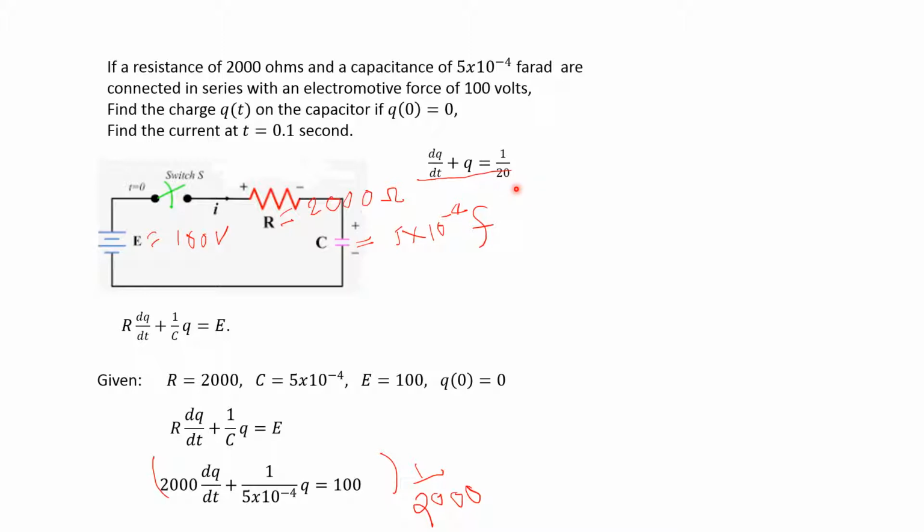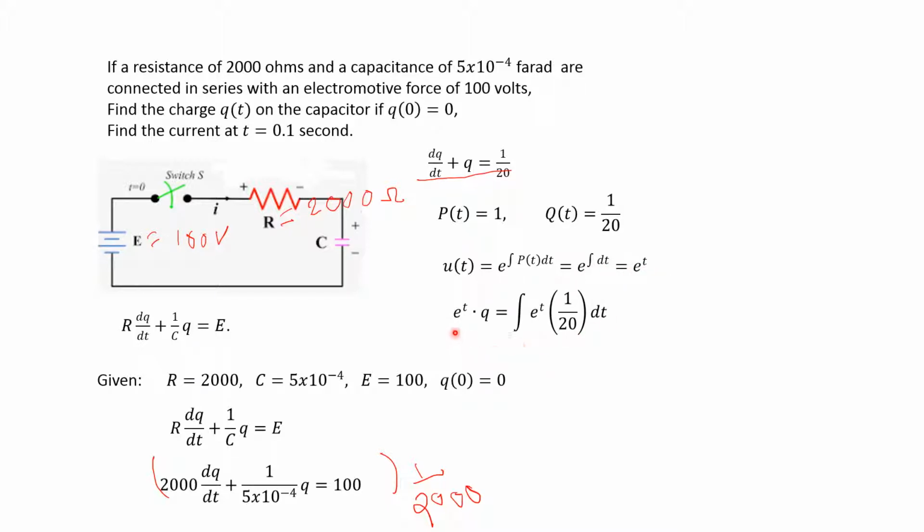You notice that this is a linear differential equation in Q. So our integrating factor: our given is p of t is 1 and q of t is 1 over 20. The integrating factor is again e to the integral of p of t dt, which is e to the integral of dt, or e to the t.